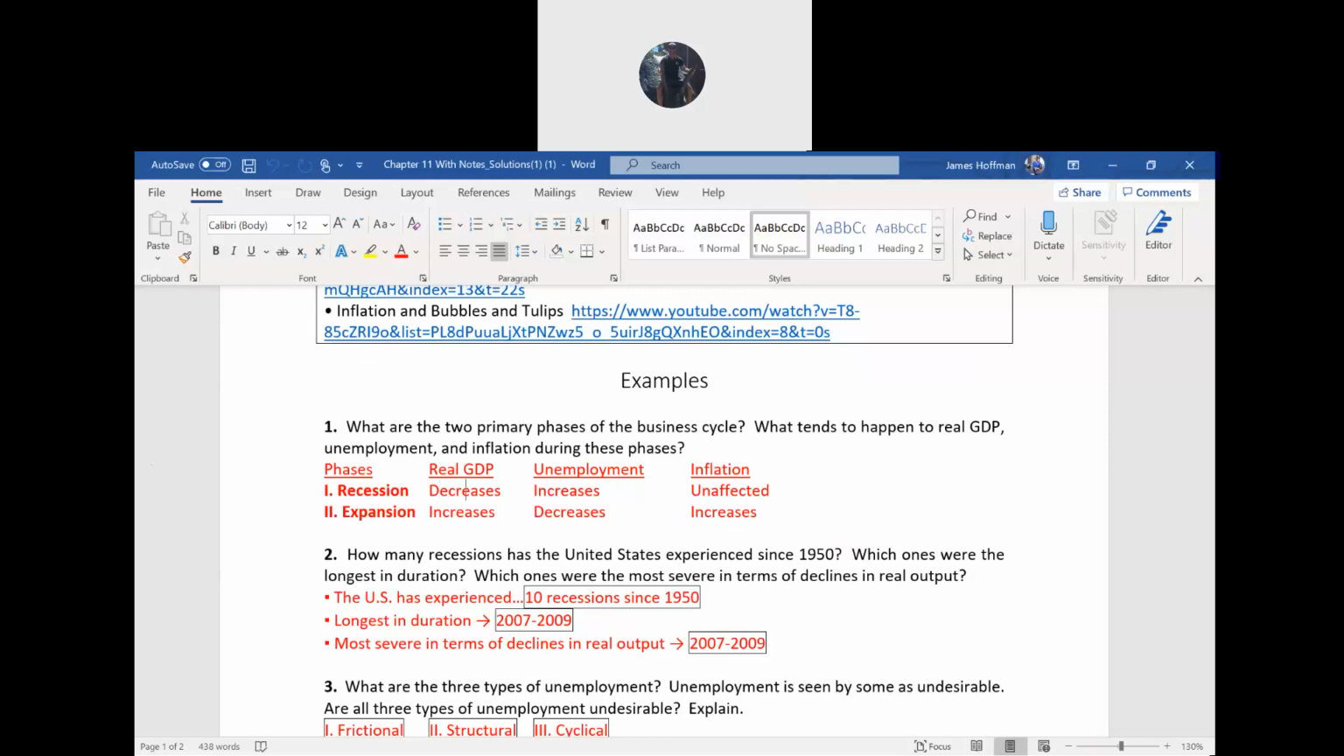Real GDP is declining, unemployment's gone up, but what you see is that prices still don't really change much, or they rise. So prices don't adjust like other variables when there's a recession, and so we had a slight drop in prices. But normally during a recession, prices are unaffected. But as we see during an expansion, prices go up.